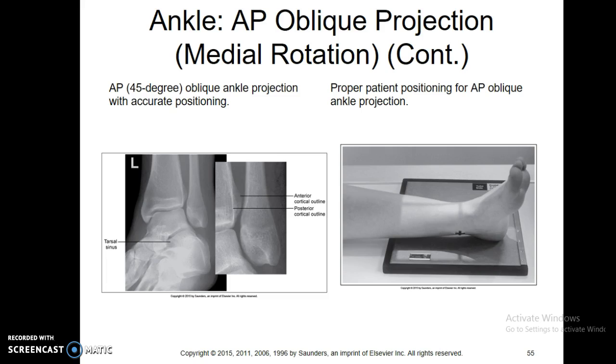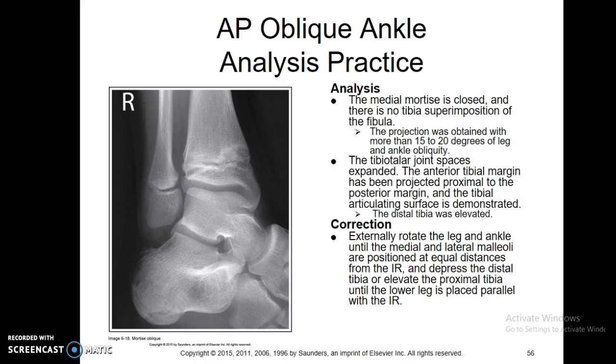15 to 20 degree rotation. You can over rotate it a little too much. So if you over rotate it too much, you might get this space here. This space is going to disappear though. So we should be able to see all three parts of this joint space on there. So on this one, you would externally rotate the foot just a little bit.